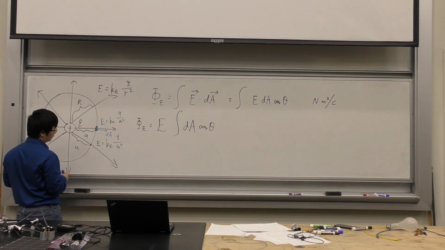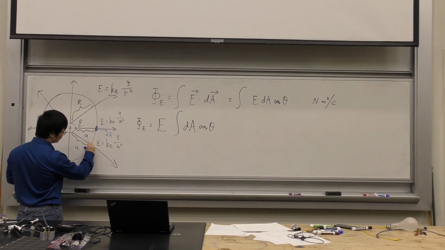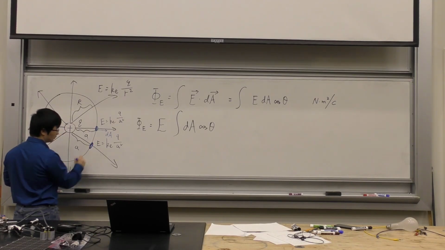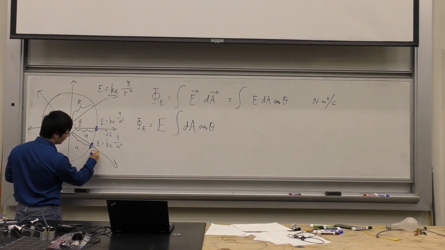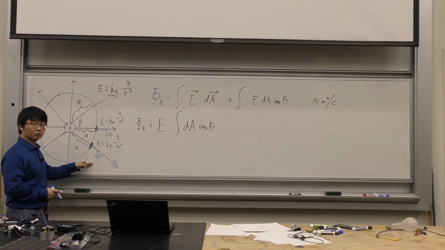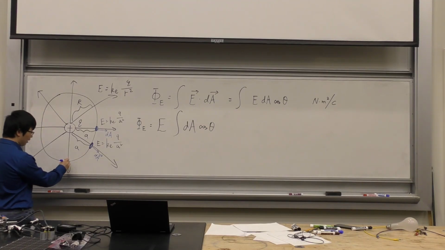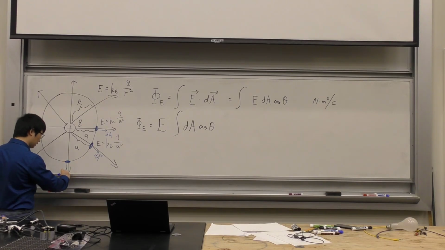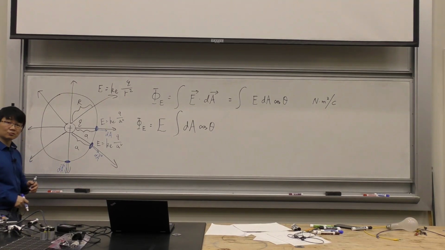What about this point? If I pick a small element here, dA is perpendicular, outward, so I should draw dA that way. What is the angle between E and dA? Still 0, because they're still in the same direction. So at every point, if I pick a small element dA, it's going to be outward, and dA and E are in the same direction.